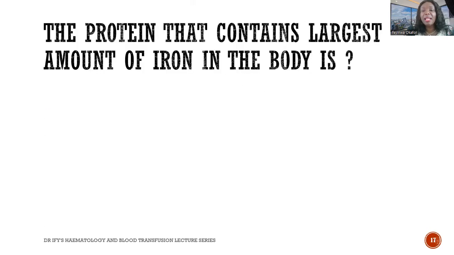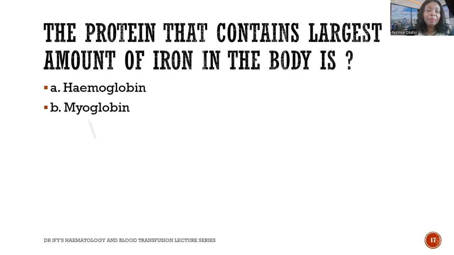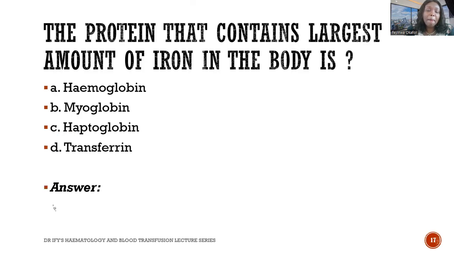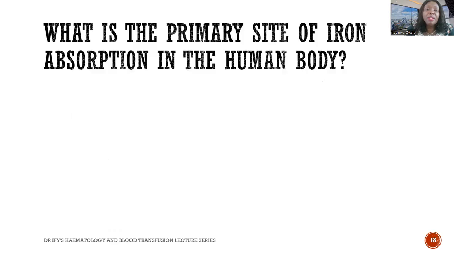The protein that contains the largest amount of iron in the body is hemoglobin, myoglobin, haptoglobin, transferrin. Answer A, hemoglobin is the protein that contains the largest amount of iron in the body.